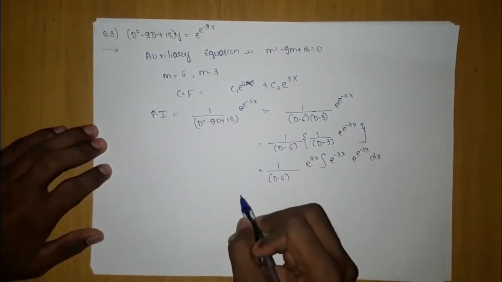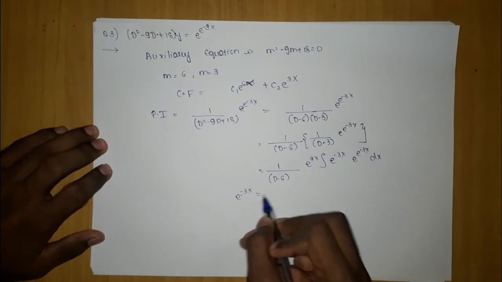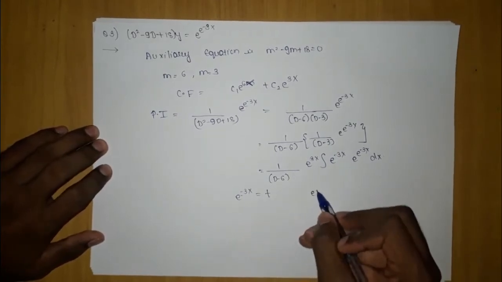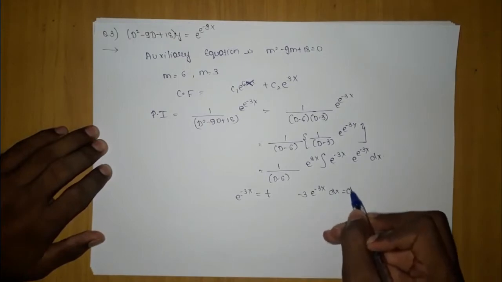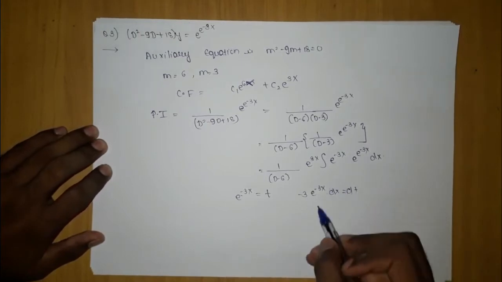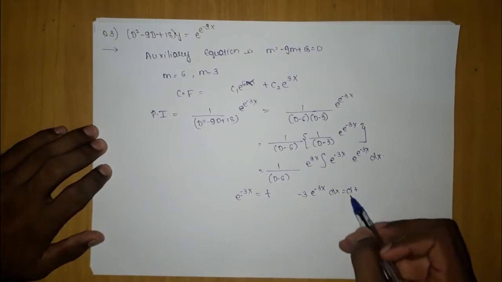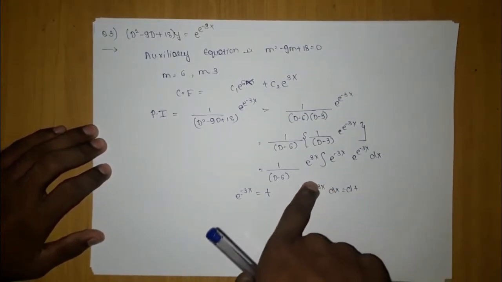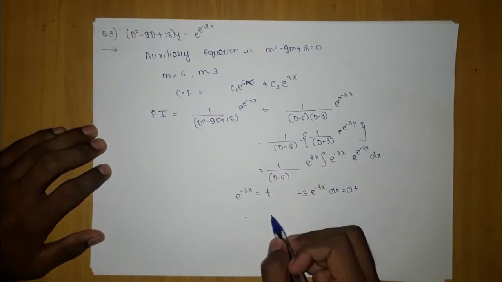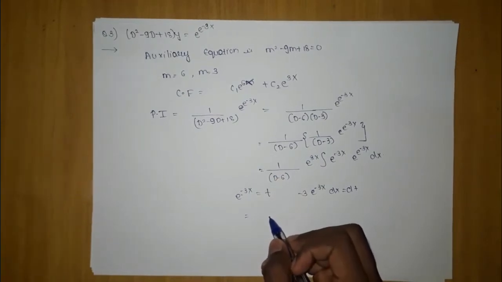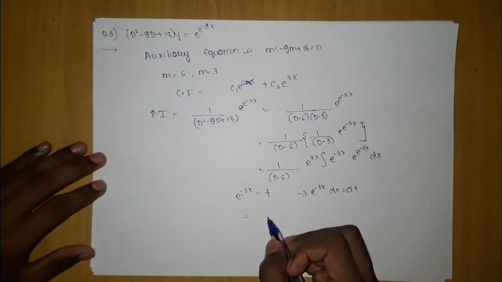Take e to the power minus 3x as t. If you do that, you will get e to the power minus 3x into minus 3 into dx equals dt. So you can write this thing as dt by minus 3 and put that value here. Now let's do that. So here we are going to take the minus thing outside and then we are going to solve.